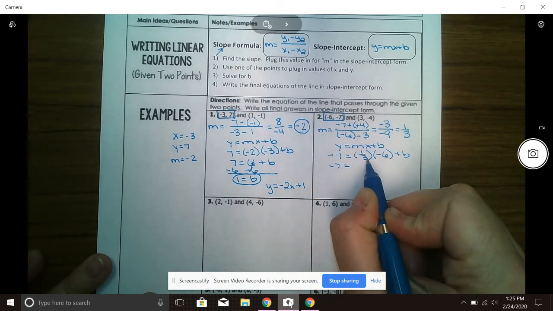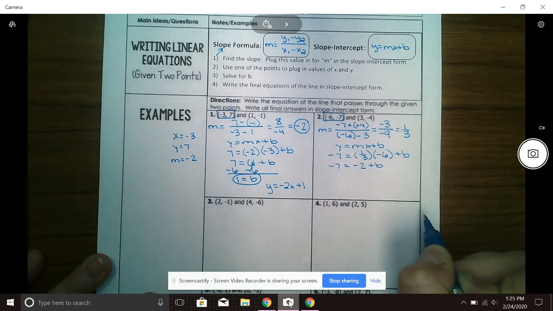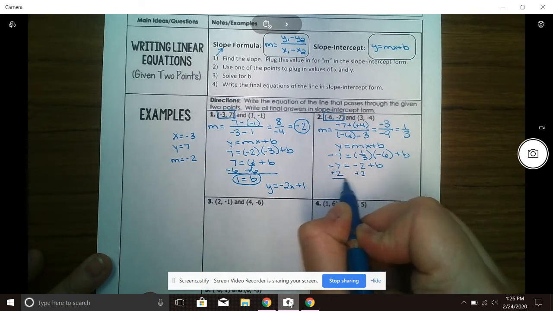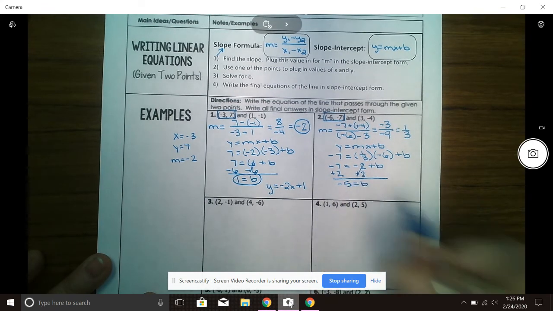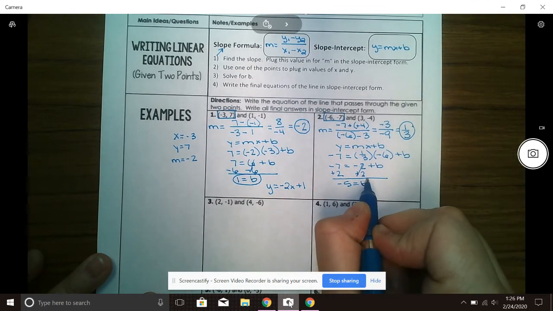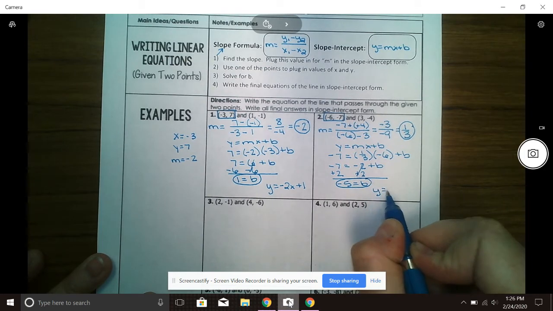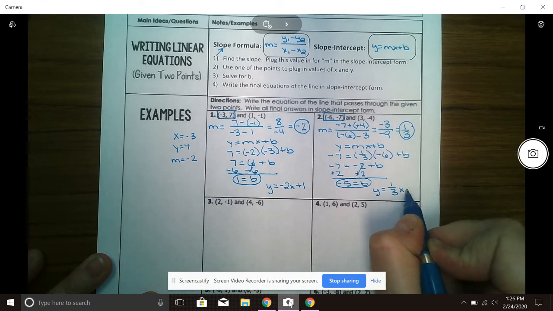A third of negative 6 is negative 2. To solve for b, I would add 2 to both sides, which means my y-intercept is negative 5. My slope is 1/3. The y-intercept is negative 5. Put it all together. The equation of this line is y equals 1/3 x minus 5.